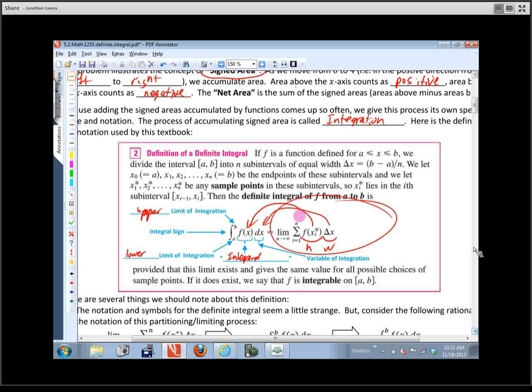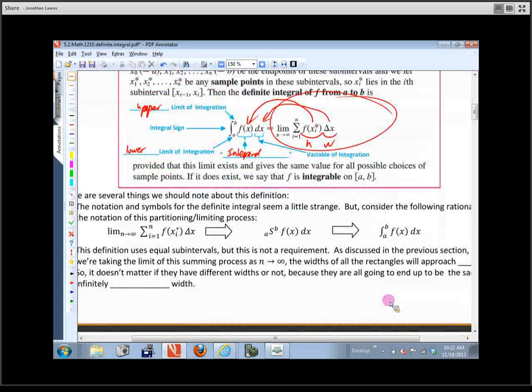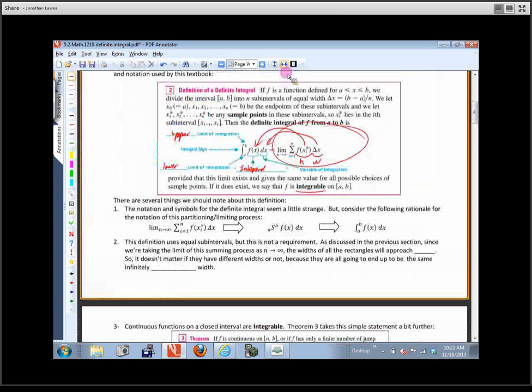Okay, and then it says, if the limit exists, and it's the same value for all possible choices of the evaluation point, then we say that the function is integrable. Okay? That means it has a number answer that represents the signed area on that interval. Okay? So we want to notice a couple of things about this definition.